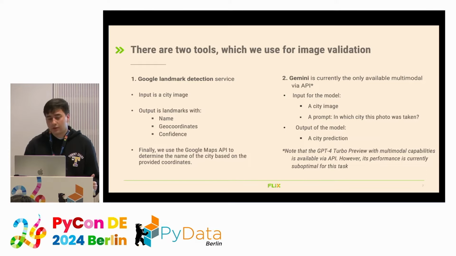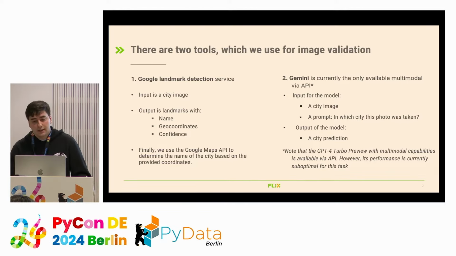First, it's kind of straightforward, Google Landmark Detection. Basically, as an input, you just upload a city image, and as output, you have the name of the landmark, geo coordinates, and even the confidence of the prediction.